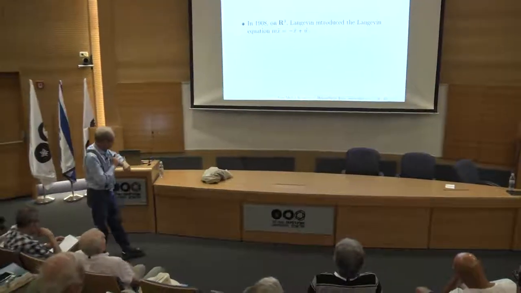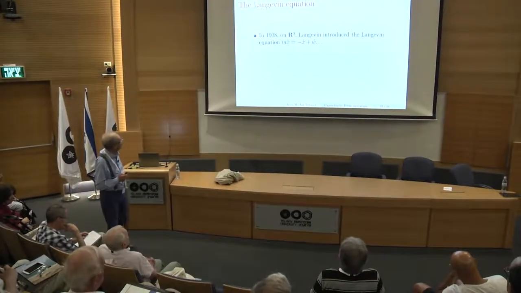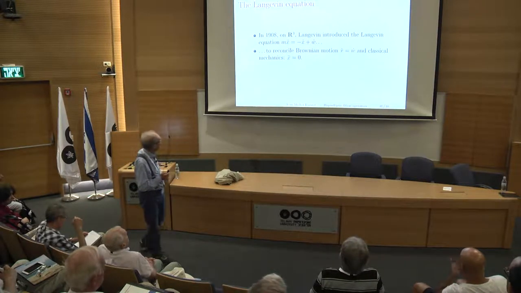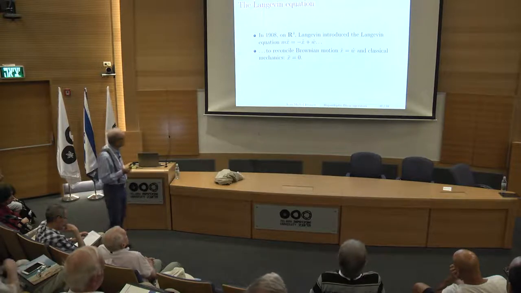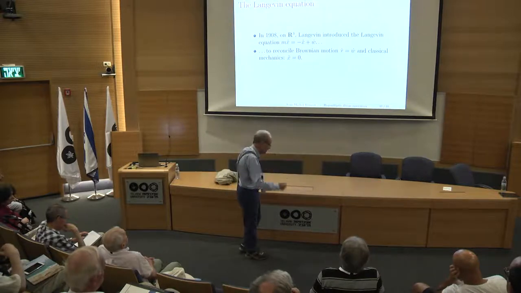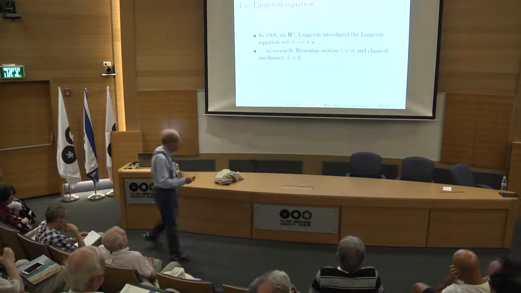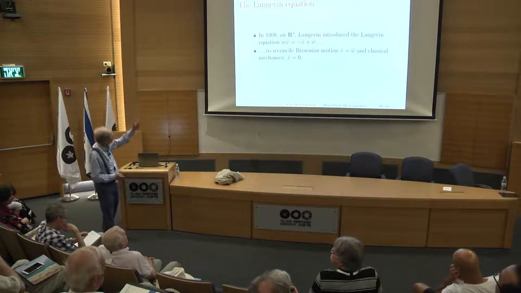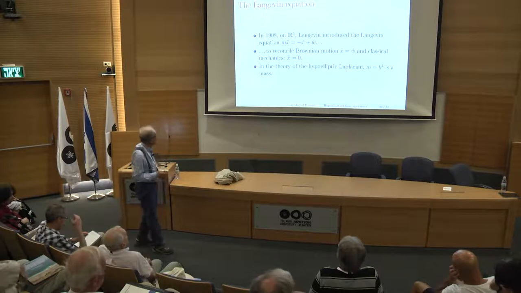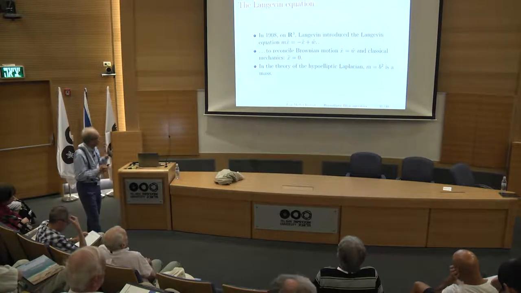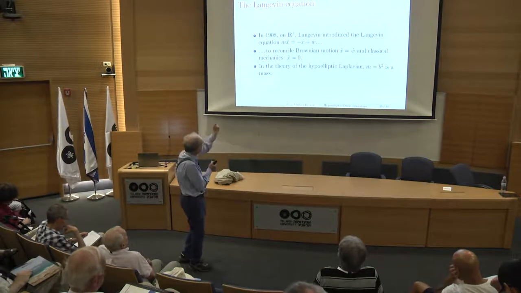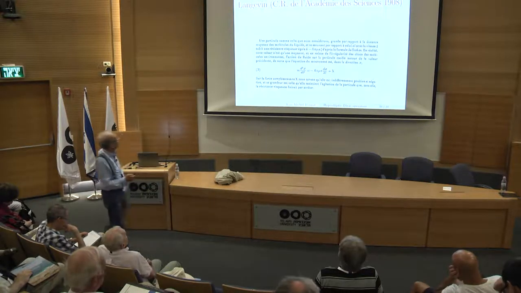Okay. So Langevin introduced in 1908 this equation m x double dot equals minus x dot plus w dot to reconcile Brownian motion with classical mechanics. I mean, there was a problem of incompatibility. You have Brownian motion, and you realize that it had infinite speed, so it needed to have zero mass. So that's why he introduced this equation with m, which slows down Brownian motion. So in the theory of the hypoelliptic Laplacian, m is b squared. So the parameter b, its square is just like a mass in Langevin theory.